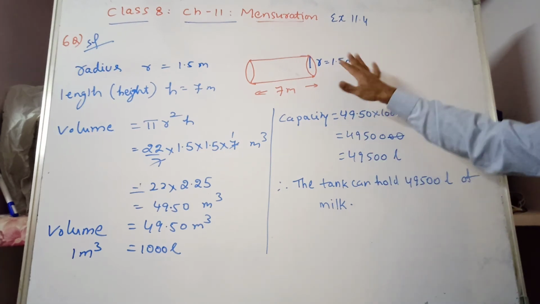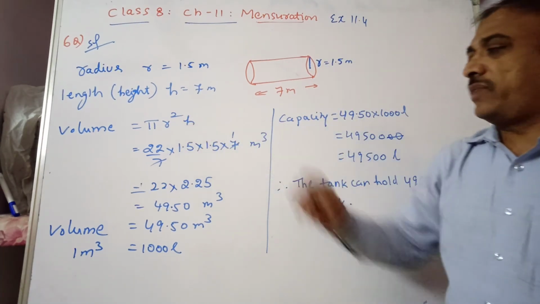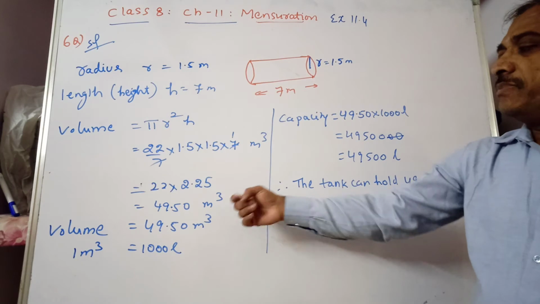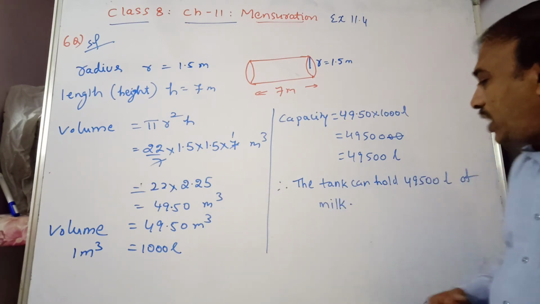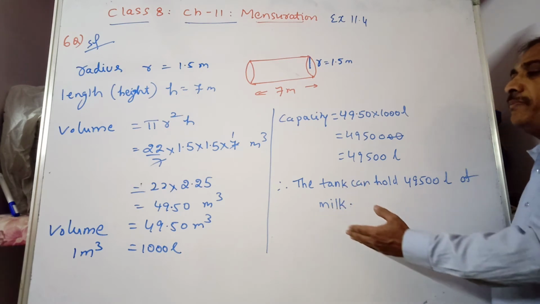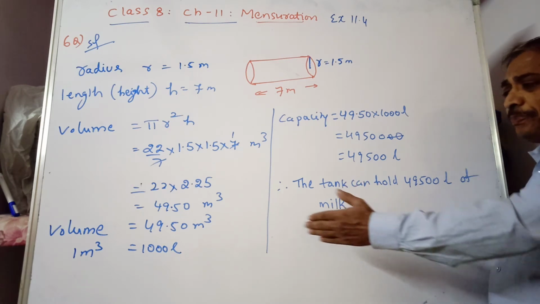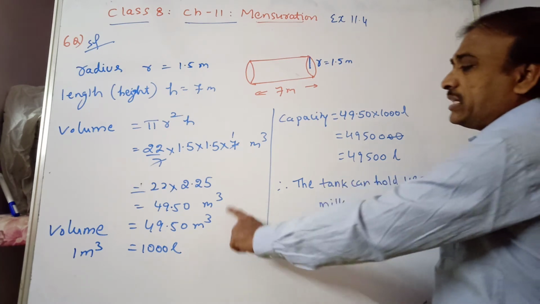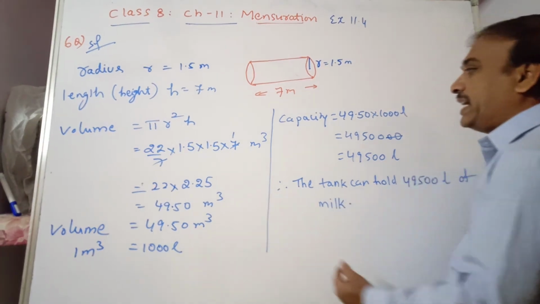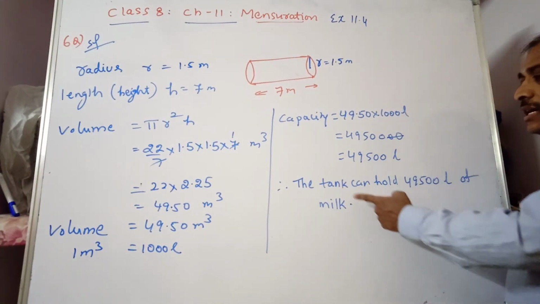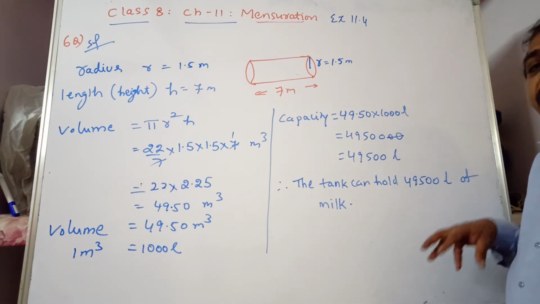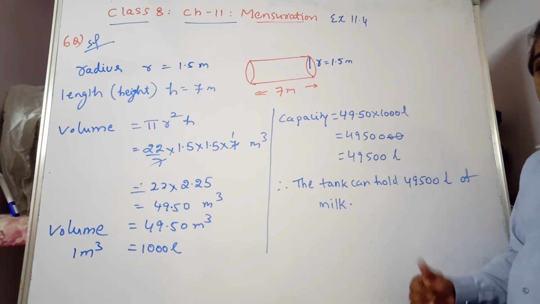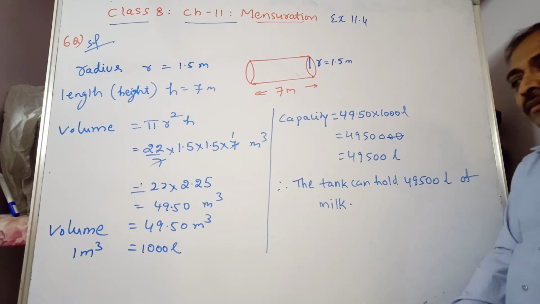So first we found the volume. The volume is pi r square h. We got volume in terms of meter cube, but he is asking how many liters of milk it can hold. Then you have to convert the volume from meter cube into liters, which is nothing but capacity. So this many liters, 49,500 liters, it can hold in that tank. I hope you understood. Is it clear?